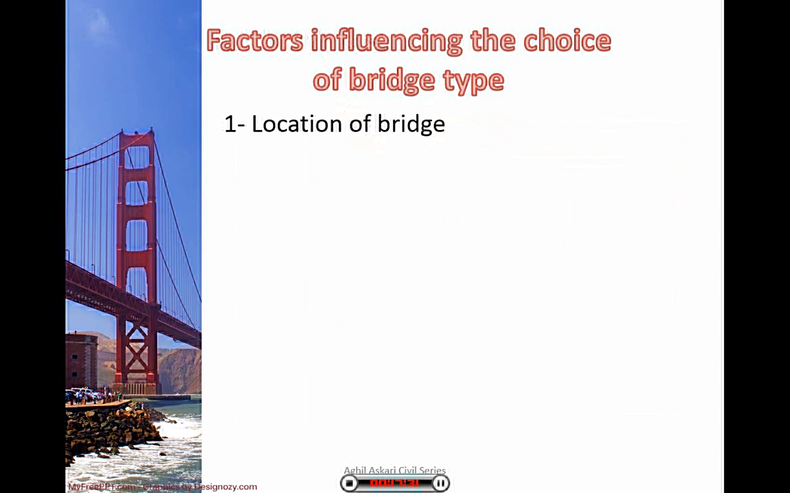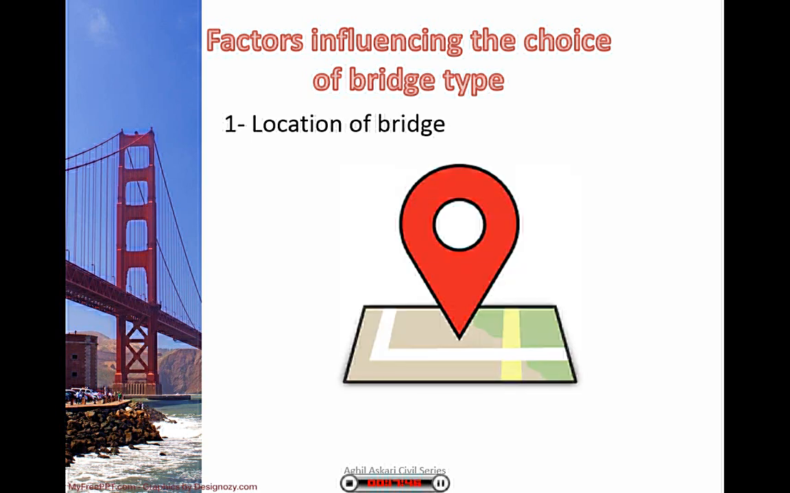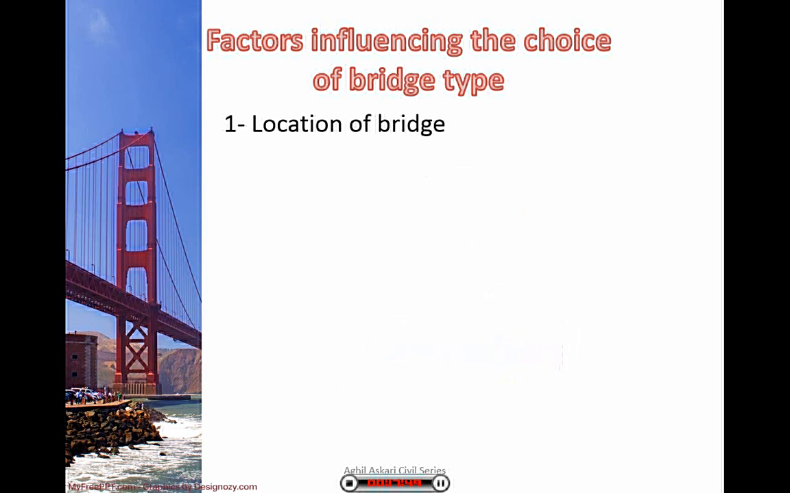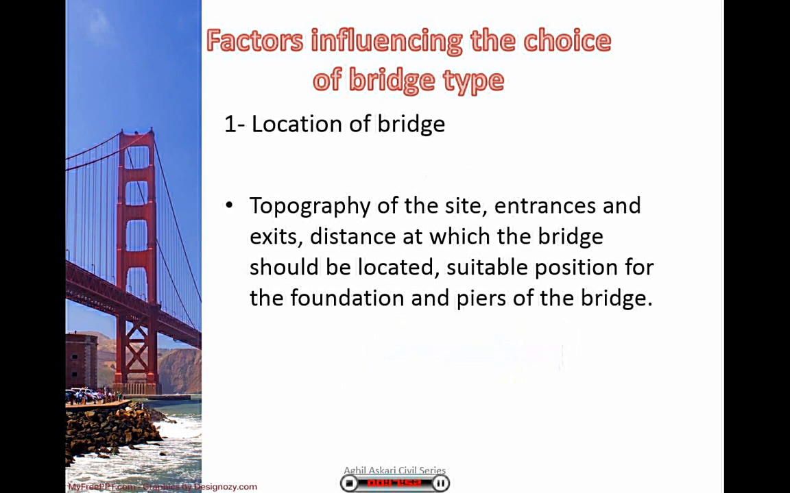What are these factors? 1. Location of bridge. A team of researchers must go to the site where the bridge is to be built. This group should tell you what I'm saying now. At first, the topography of the site, entrances and exits, the distance at which the bridge should be located, and the suitable position for the foundation and piers of the bridge. As a designer, I need to know where I am allowed to lay the foundations of the bridge.